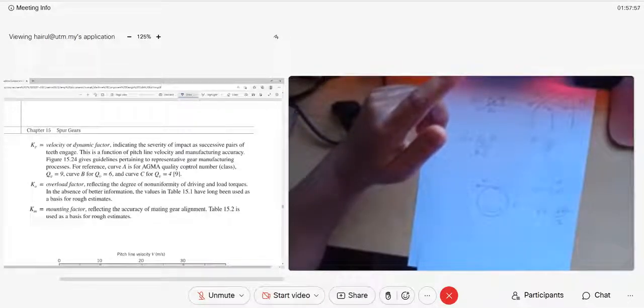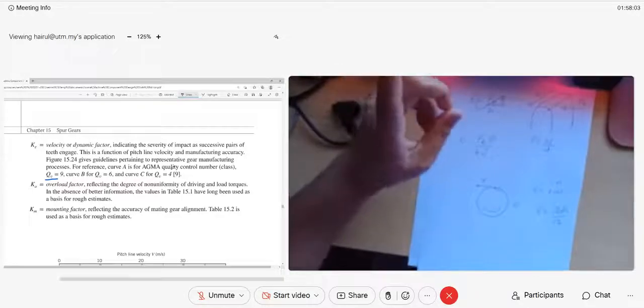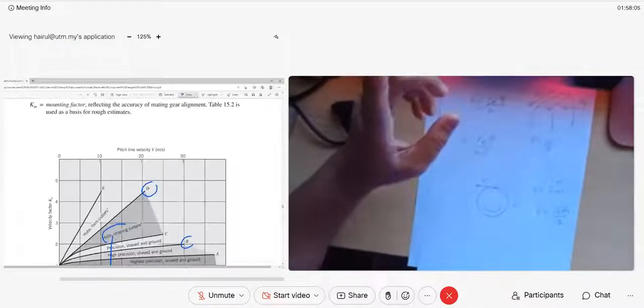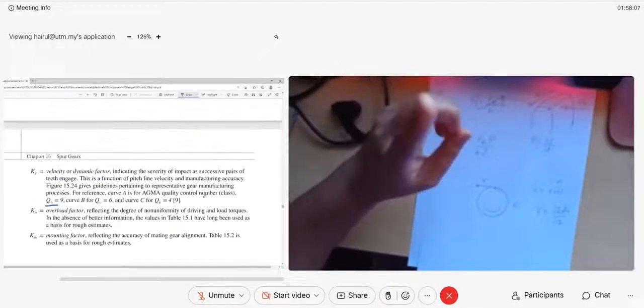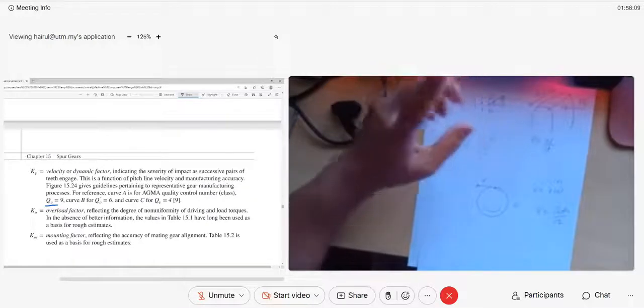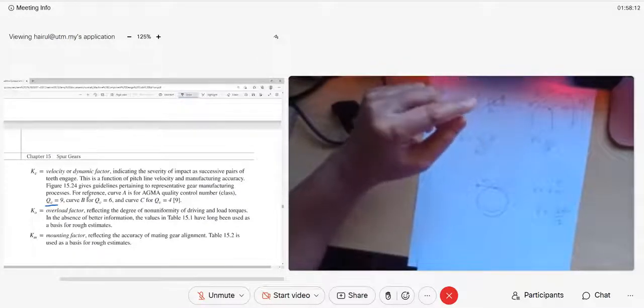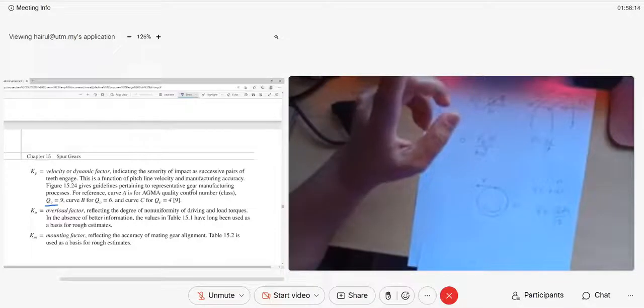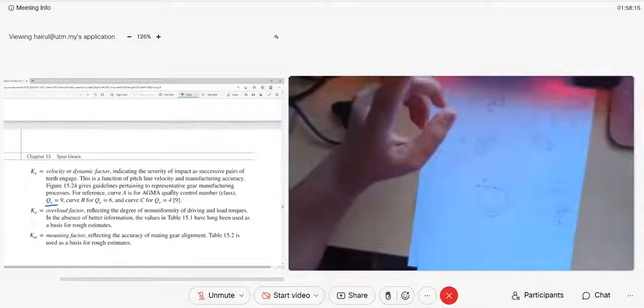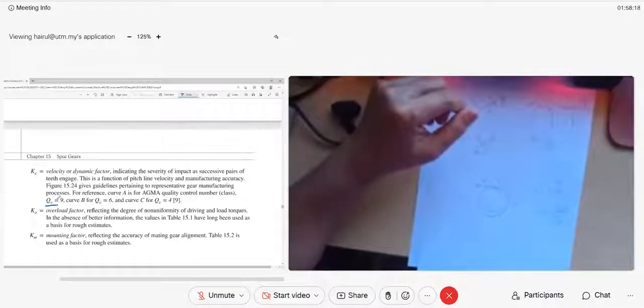Okay, for reference, curve A is ACMA quality control number class. QV is 9. Sometimes the question doesn't mention hobbing, shaping cutters. It says the quality control for ACMA is QV9. This is ACMA setting of the quality. QV9, curve B. QV6, curve C. Understand, class?